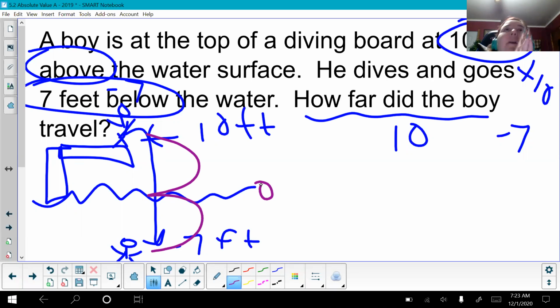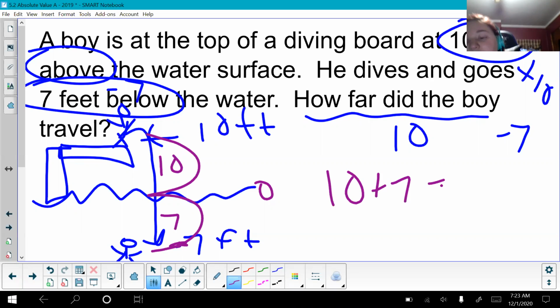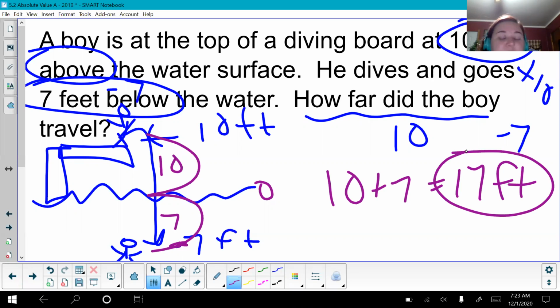We did this at the beginning. So how far is 10 from the water? 10 spaces, right? 10 feet. And then at the water, he went below the surface, negative 7 feet. So that's 7 feet. So how far did he travel? 10 and 7. He traveled a total of 17 feet. You do not have to say negative 17. That's not what I'm asking. I just asked how far he went. Distance does not necessarily indicate negative or positive. Direction would do that for you.